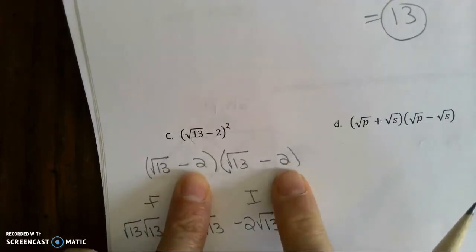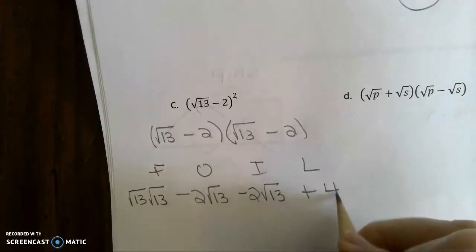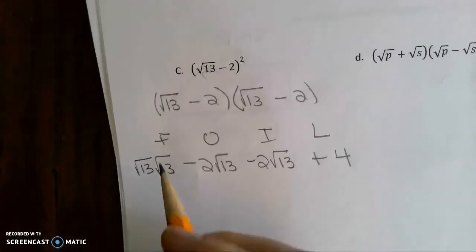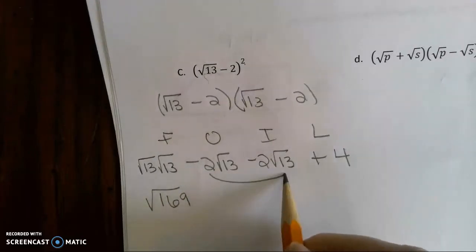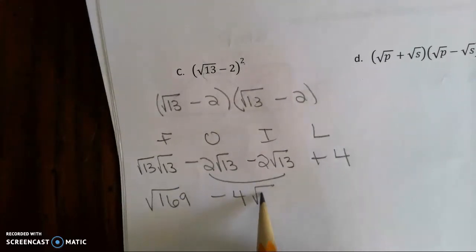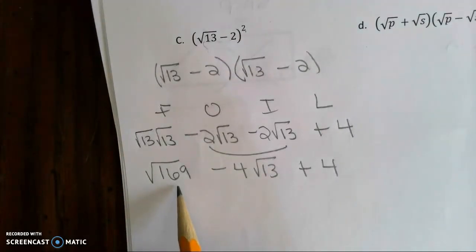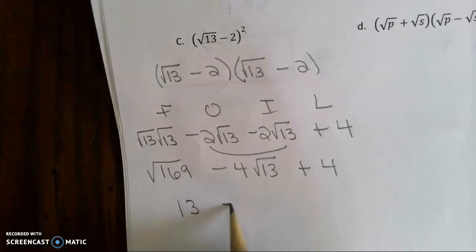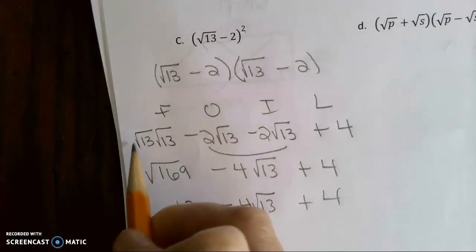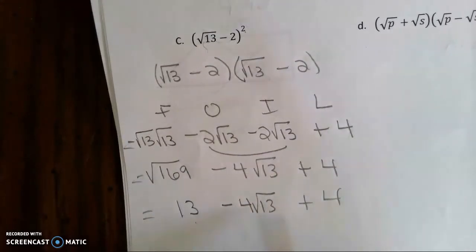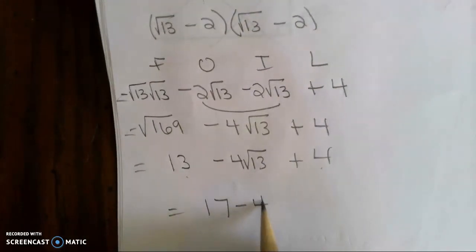And the last is negative 2 times negative 2. Negative 2 times negative 2 is positive 4. Okay, this becomes the square root of 169, which is 13. These two I can combine together. Now I'm just going to write this one down. Square root of 169 is 13, so I get 13 minus 4 square root of 13 plus 4. I should put equal signs here, I suppose. And then 13 plus 4 is going to give me 17, so I get 17 minus 4 square root of 13.